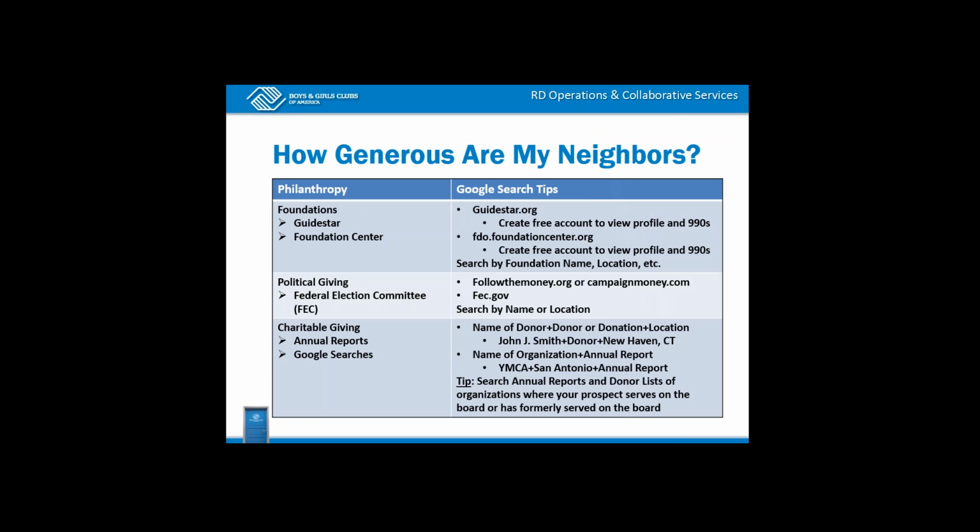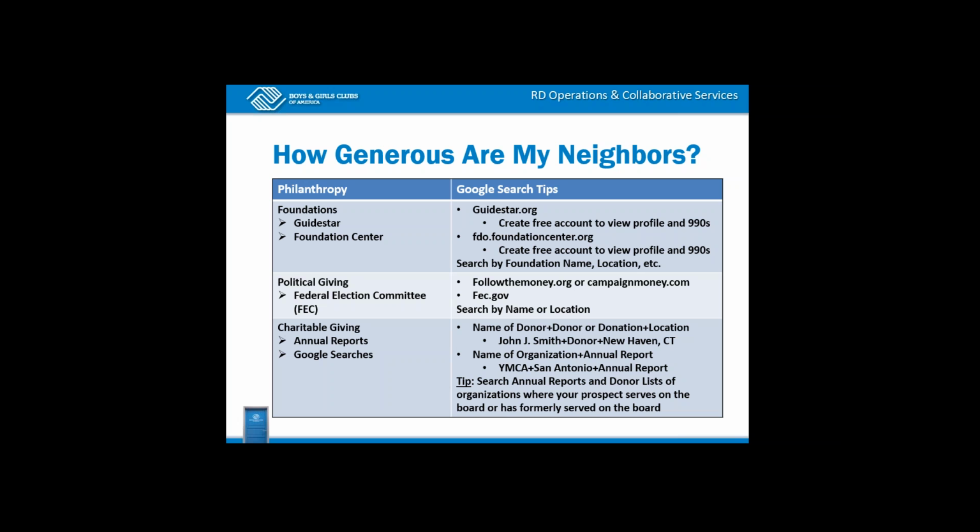Another thing I get asked a lot is how do I find out what my donors are giving? How generous are my neighbors? So looking up philanthropy, you can look up foundation information. GuideStar and Foundation Center both have limited free access accounts. If you wanted to set up an account to look up 990s, who the officers in a foundation are, or do a more advanced search about foundations with an interest in youth development, GuideStar definitely has those types of options within their free account. Both are available, and the Do-It-Yourself Prospect Research Guide has some tips and tricks on how to search within those two websites.